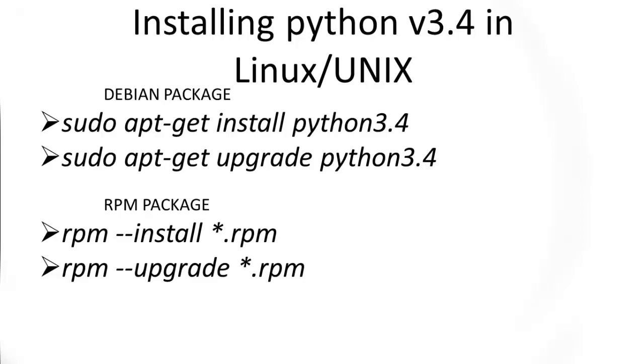But if you already have Python installed in your operating system, then you need to type sudo apt-get upgrade python 3.4, and whatever you have will get upgraded to the latest version. Just so that you know what this command means, sudo means super user do. Just as we have administrator in Windows, Linux has its own administrator, known as super user, and you need to have root access in order to do that. So, super user do apt-get install python 3.4, that is if you have a Debian package.